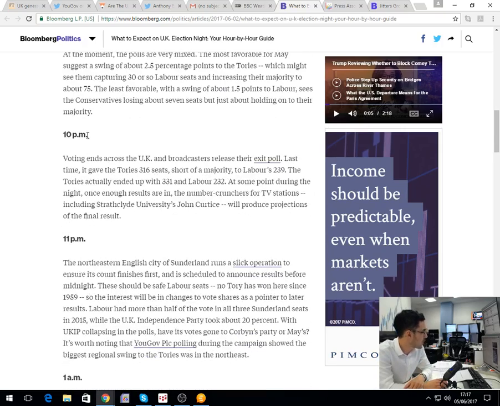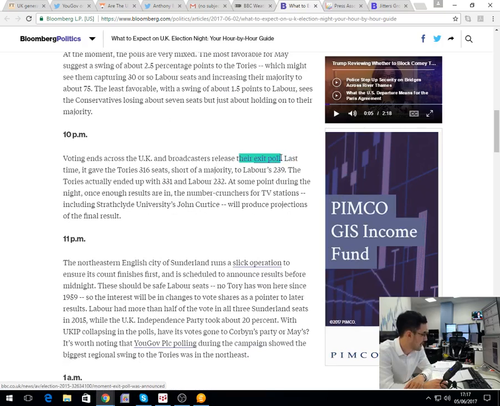But starting off with 10 o'clock, exit polls. Exit polls are absolutely critical to this event. It could be you're in for a one trade and done type scenario, and you get a very sharp, quick spike in the market in terms of the sterling currency. Last time it gave the Tories 316 seats, just short of a majority, to Labour's 239. The Tories actually ended up even better. By the time we'd come in, it was a majority, 331 against Labour's 232.